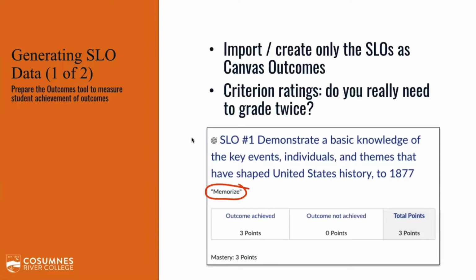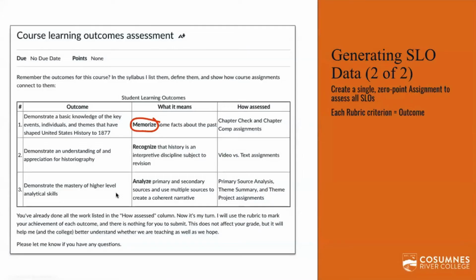So I've done the first step, right? I've created the outcome. The next one is to create a rubric, and then you have to attach the rubric to an assignment. So what I've done here is I've got a screenshot of the description for an assignment. I hope that makes sense, right? The description for an assignment, and this assignment is not worth any points. The students don't have to do any work. This assignment is the one that I use to assess the achievement of student learning outcomes for the course.